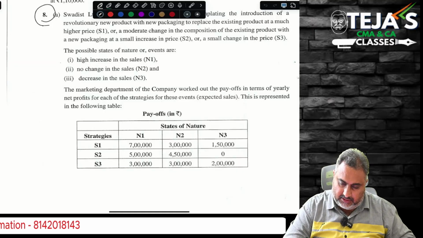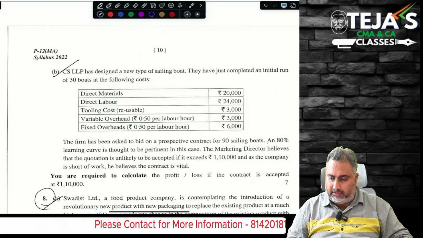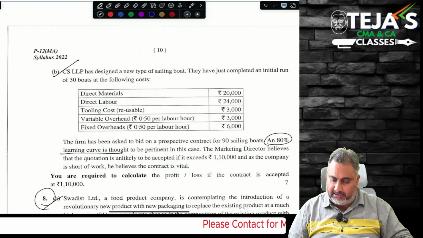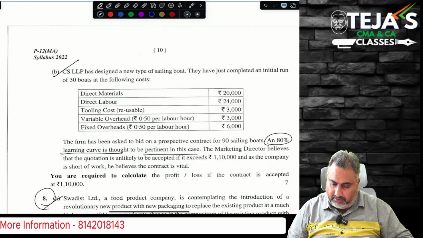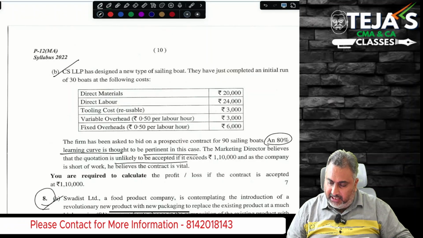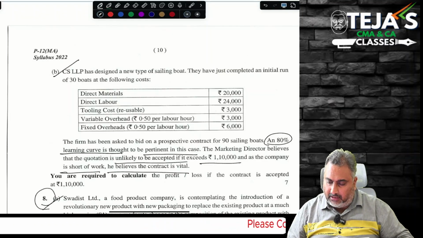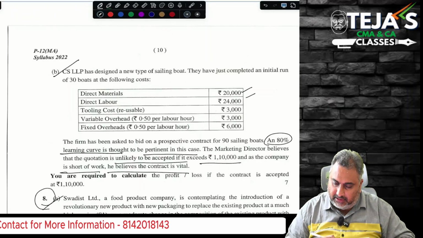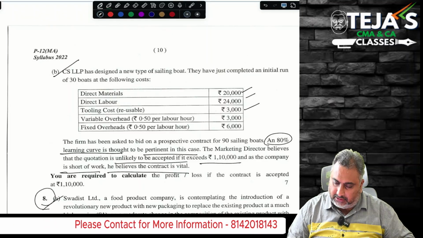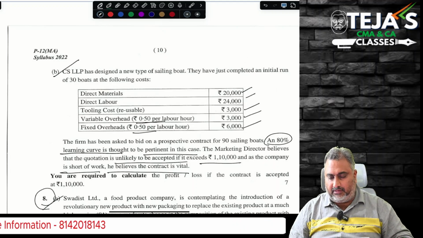This is what I told you. This is learning curve. Even I told you learning curve, an 80% learning curve rate, is so pertinent in this case. The marketing director believes that the quotation is unlikely to be accepted if it exceeds 1,10,000. As the company is short of work, he believes the contract is vital. They gave material cost, labor cost, and reusable cost, tooling, variable overheads 50 paisa per labor hour, fixed overheads also 50 paisa per labor hour.